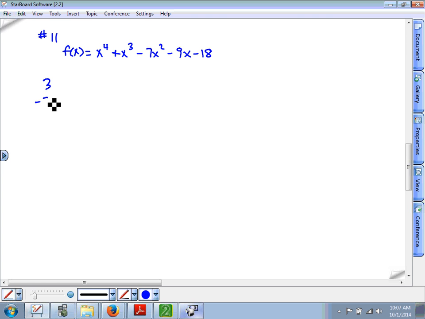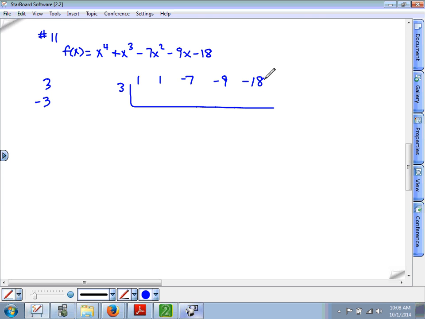So we're saying that 3 and negative 3 work. Is that what I'm hearing? So do synthetic division using one of those. It doesn't matter if you use 3 or negative 3 first. It really doesn't matter. Just choose one of them. And do the synthetic division.